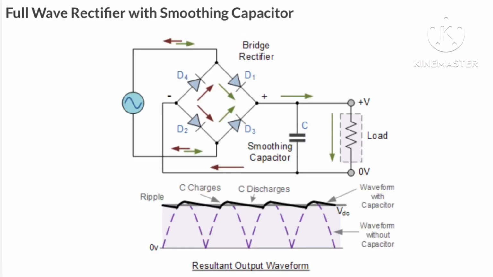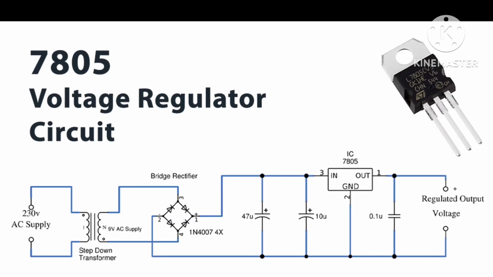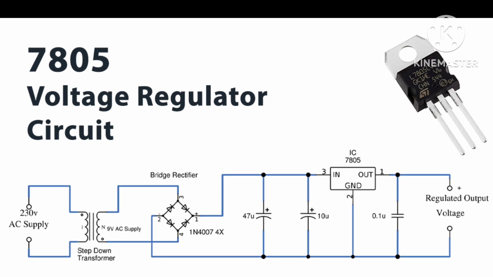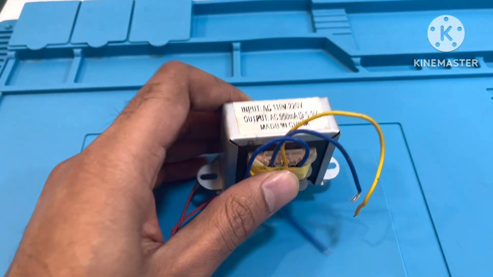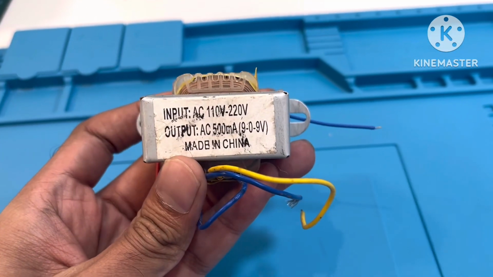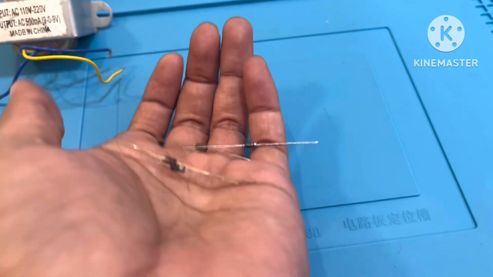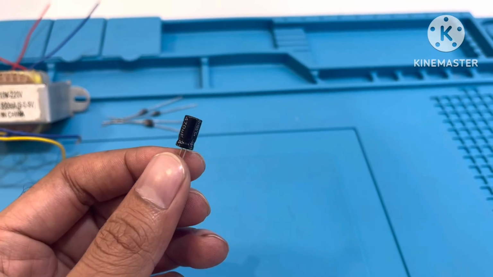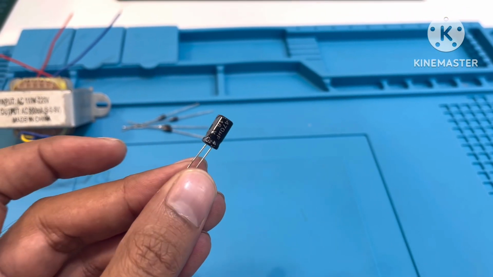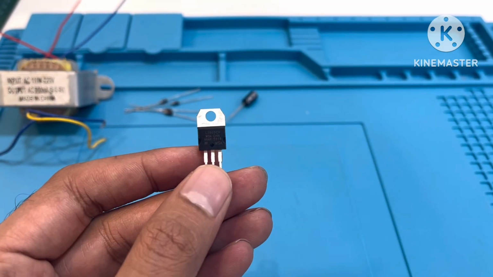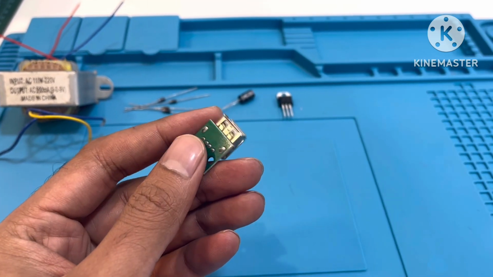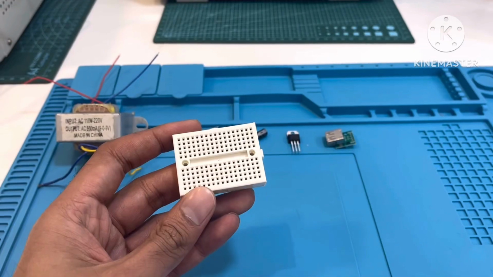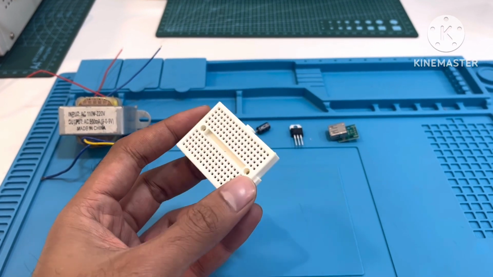Now using the full wave rectifier circuit, I will make a 5 volt DC power source from 220 AC. The components I need to make it: first of all I need a 9 volt or 12 volt step down transformer. Then I need 4 diodes, any capacitor from 50 to 500 microfarad, a 7805 5 volt regulator, a USB female connector, a small breadboard.